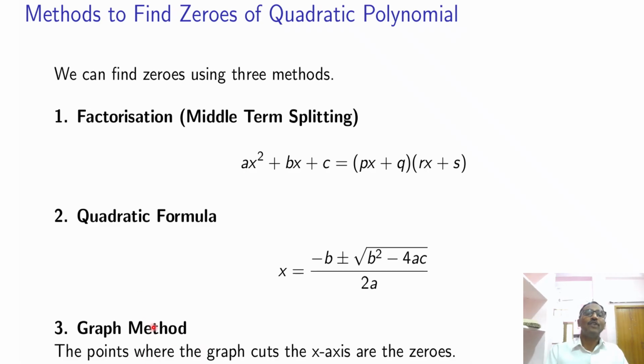Next, another method, the graph method. The points where the graph cuts the x-axis are the zeros. If they ask to find the zeros by using the graphical method, we have to plot the given polynomial. Then, after plotting the curve, we observe it. Where it intersects the x-axis, there we have the zeros of the polynomial.